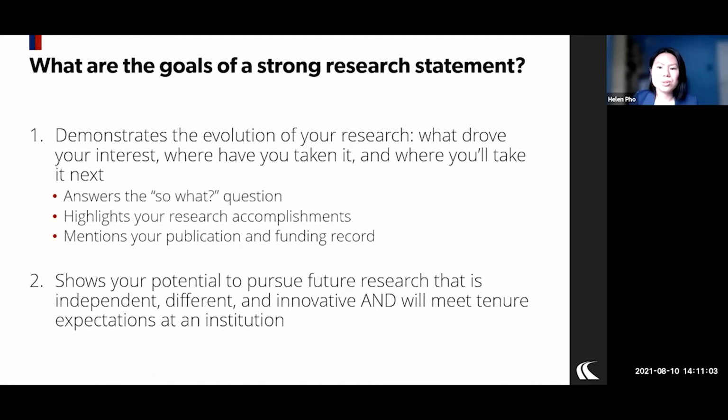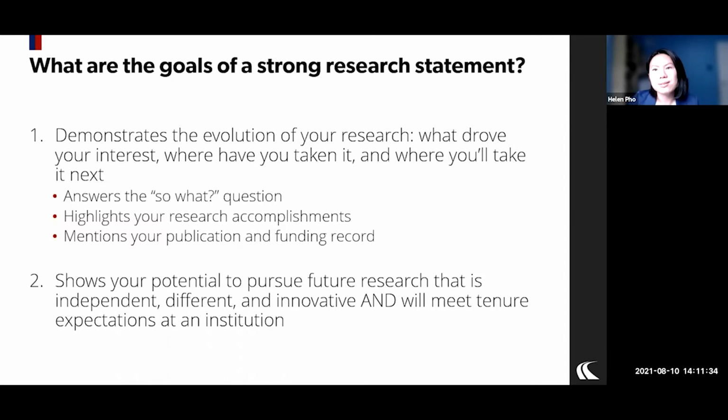It's really important to be clear about what the publications are that resulted from this research, and also what grants you earned as a part of doing this research. The second big goal is to show your potential to pursue future research that is independent, different, innovative, and will meet tenure expectations at an institution. So these two components of this goal are really important.